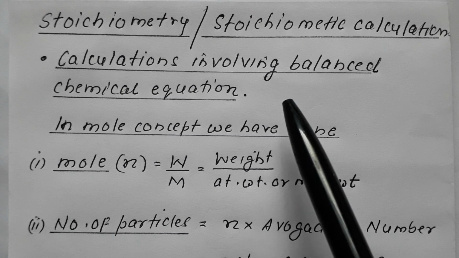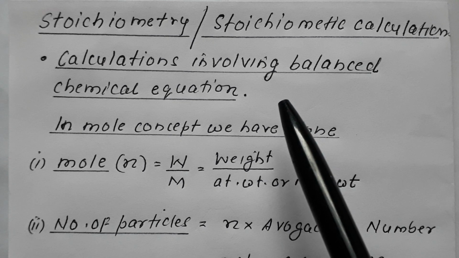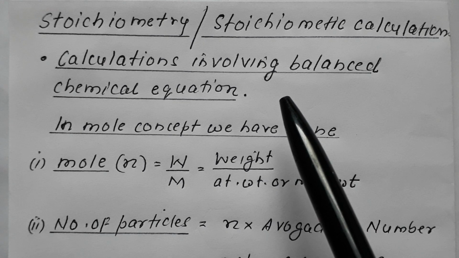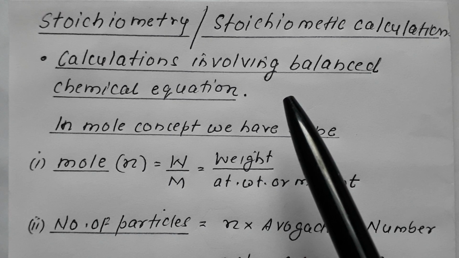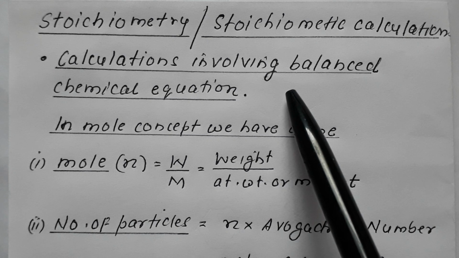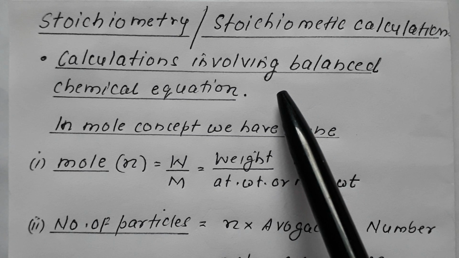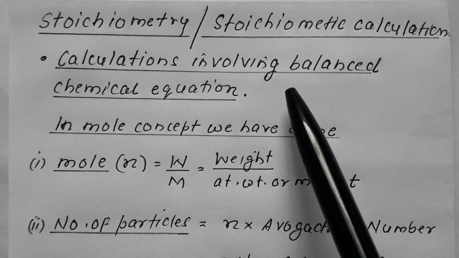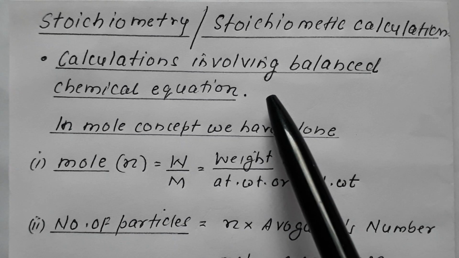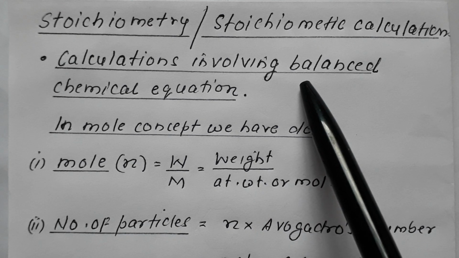This is a topic in which, in the calculation, we have already dealt with the mole concept, in which the given substance was converted into moles, and then moles were converted into number of particles and so on. But over here the calculation would be based on a balanced chemical equation. Therefore, until we do not have a balanced chemical equation, this type of calculation is not possible.